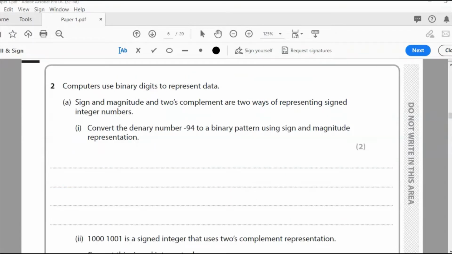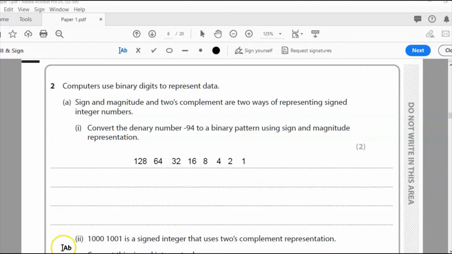Question 2. Computers use binary digits to represent data. A. Sign and magnitude and two's complement are ways of representing signed integer numbers. Convert the denary number -94 to a binary pattern using sign and magnitude representation.